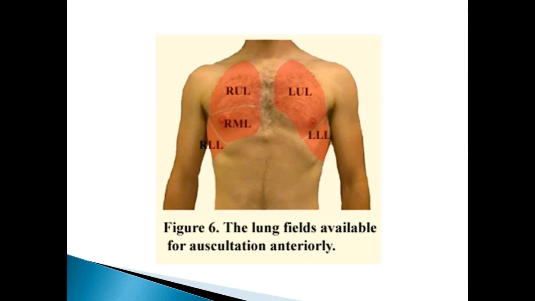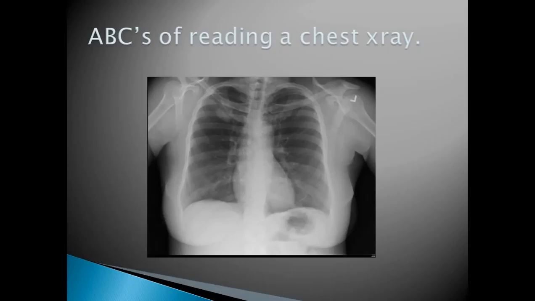So let's go over the ABCs of reading a chest x-ray. Before we do that, we have to make sure that it's a quality film. So you're going to get a different type of film if a patient's laying in a bed versus if a patient's sitting up or standing up. So that's the first thing you want to know. Was the patient laying down or was the patient sitting up?